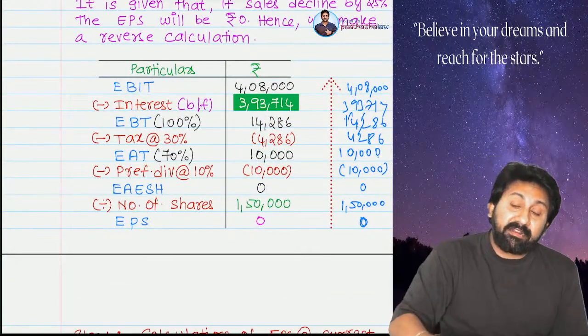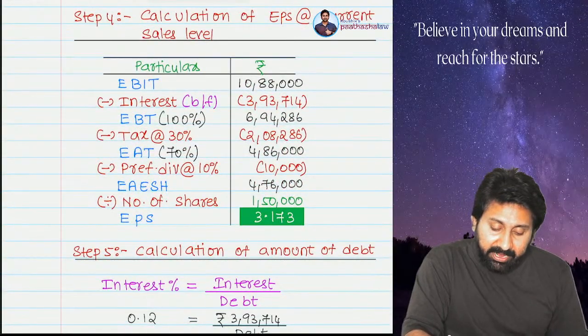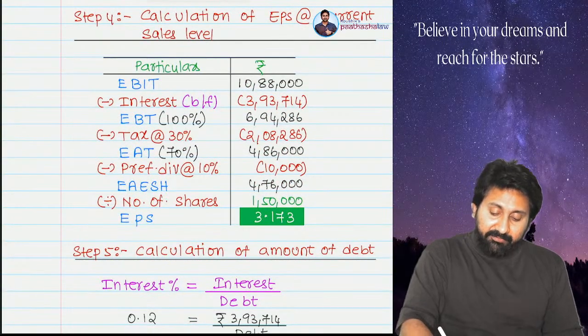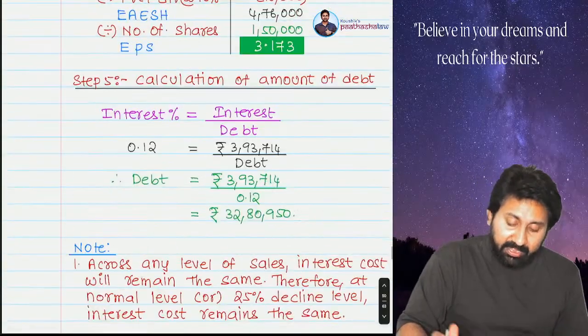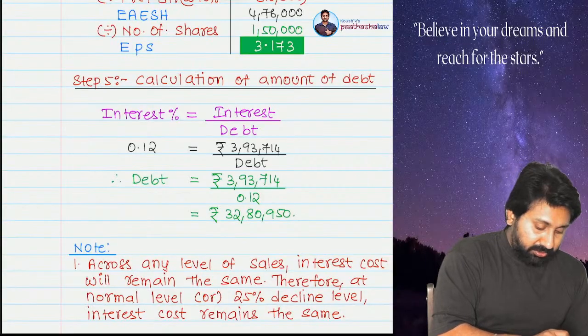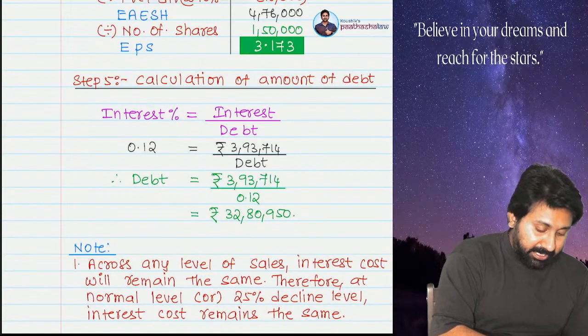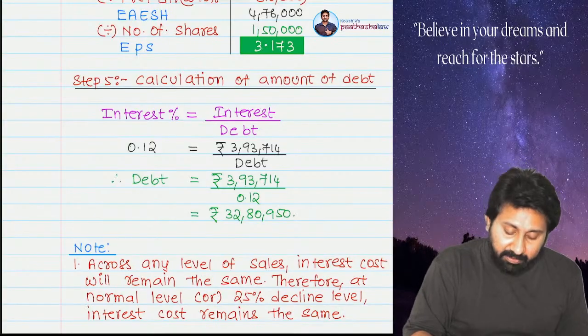At the current sales level, what is the EPS? EBIT is 10 lakh 88,000. If you calculate, EPS is 3.173. What is the amount of debt here? 3,93,714 is 12%, so divided by 12% the amount of debt is 32,80,950.